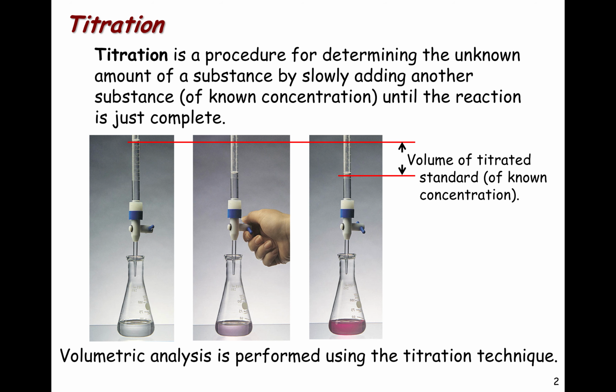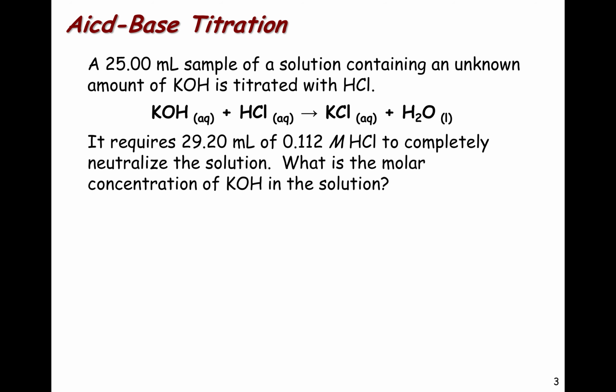of the solution, the base that was in the burette, as an example of a question that you might encounter involving a titration, we have 25 milliliters of a solution that contains an unknown amount of potassium hydroxide and is titrated with HCl. You see the balanced chemical reaction here, and this requires 29.20 milliliters of a 0.112 molar HCl solution to completely neutralize that solution. The question asks, what is the molar concentration of the potassium hydroxide?